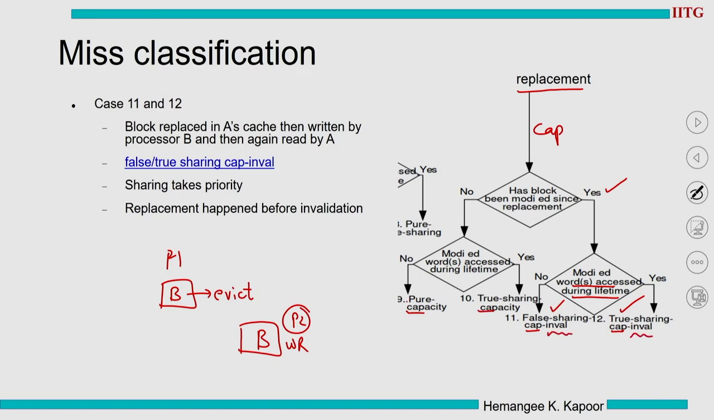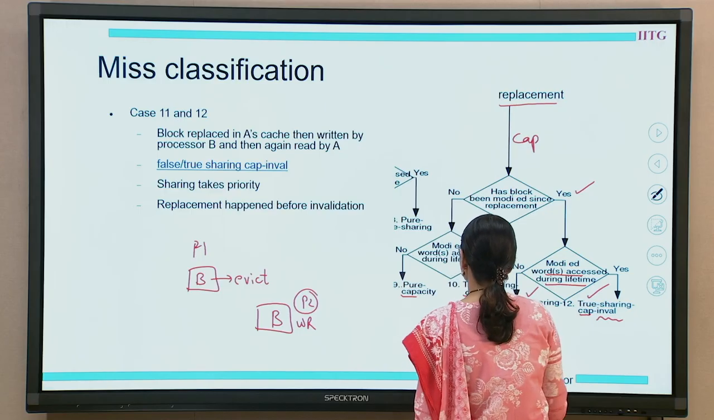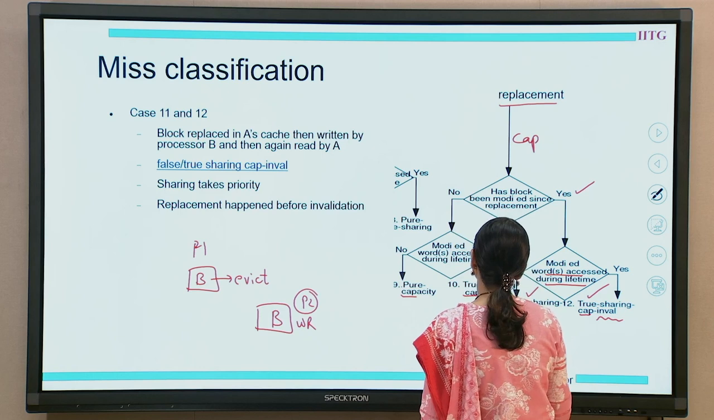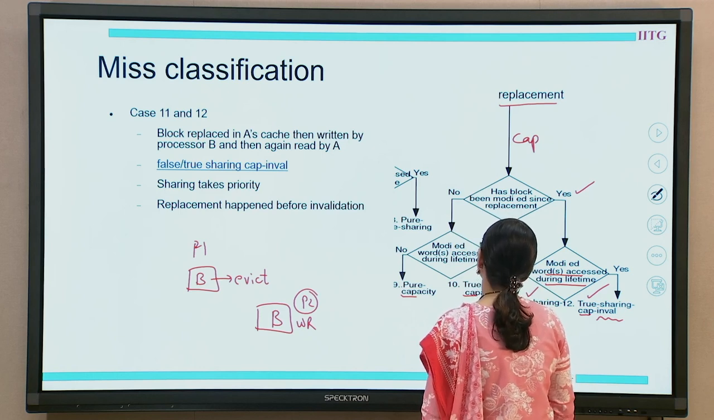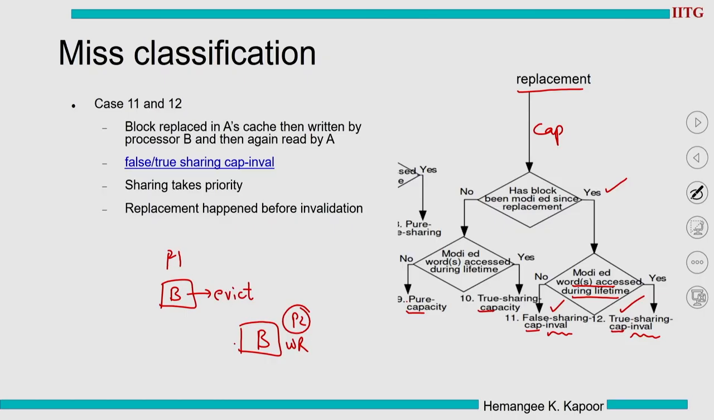Now why is this word here? Because if P2 had wanted to write to this, even if P1 would not have evicted this block, P2 would have invalidated P1's block. Getting it? So P1 evicted it in our case, but if P1 had retained the block and P2 wanted to write, P2 would have invalidated this block indirectly in future in case it was not evicted. Hence we add this phrase inval to this.